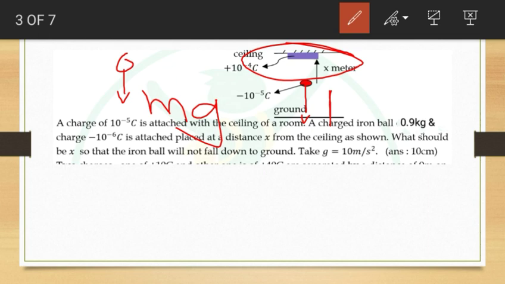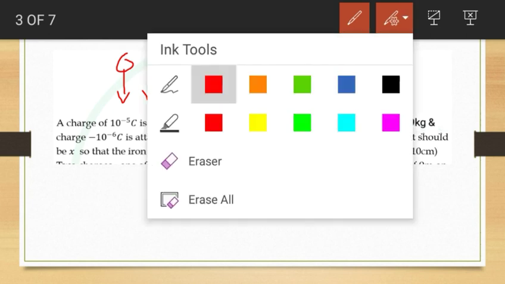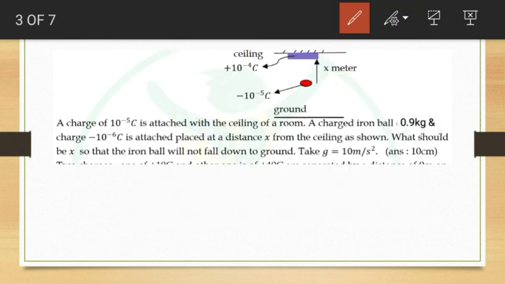Remember, this is a minus charge and this is a plus charge. That's why the force between them will be attractive. If this force between them is attractive, then in which direction will the ball tend to move? Due to charges, it will move in the upward direction, because it will be attracted towards the positive charge, and gravity pulls it downward. So in the downward direction there is the gravity force, and in the upward direction there is the electrostatic force. If these two forces are balanced, the net force on this body will be 0.